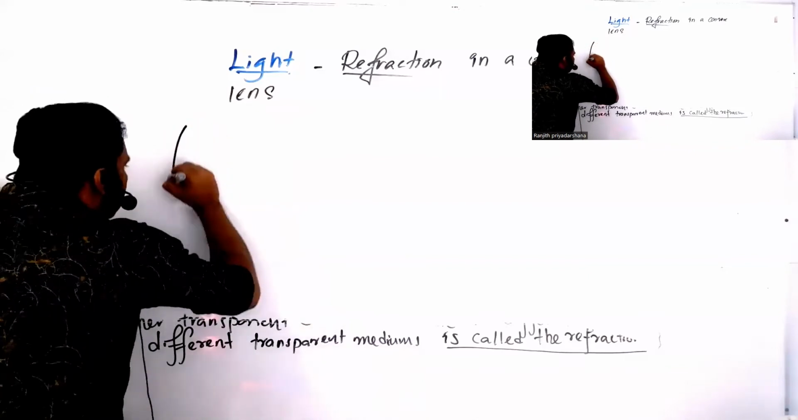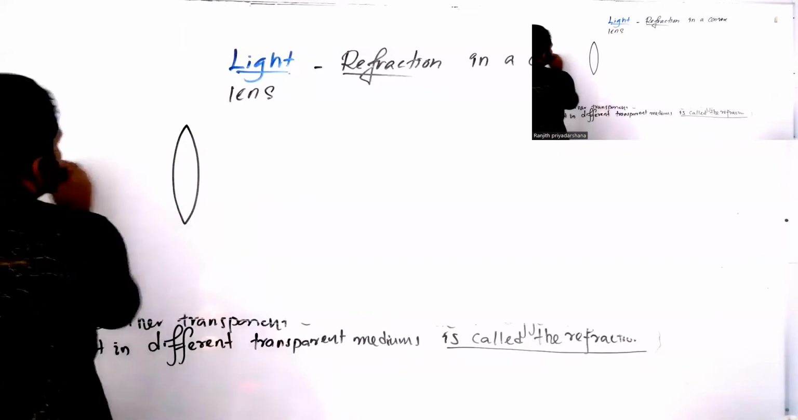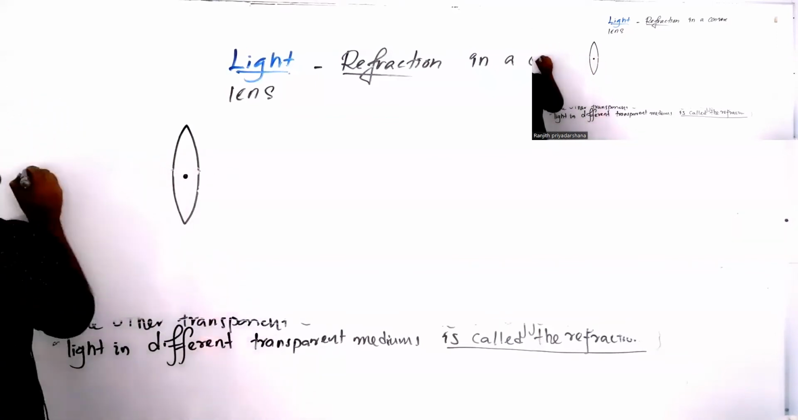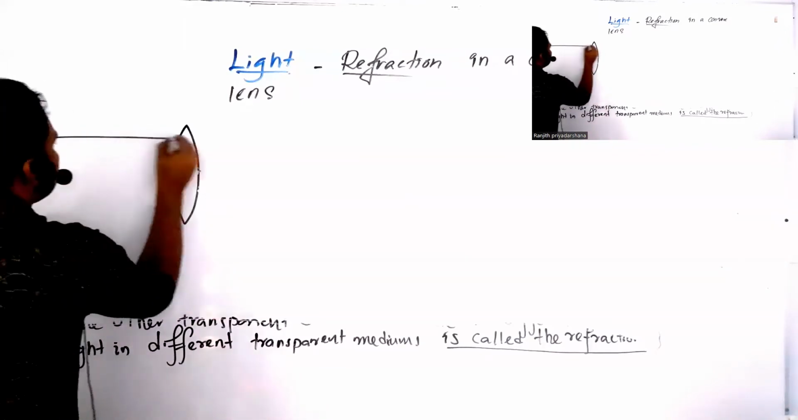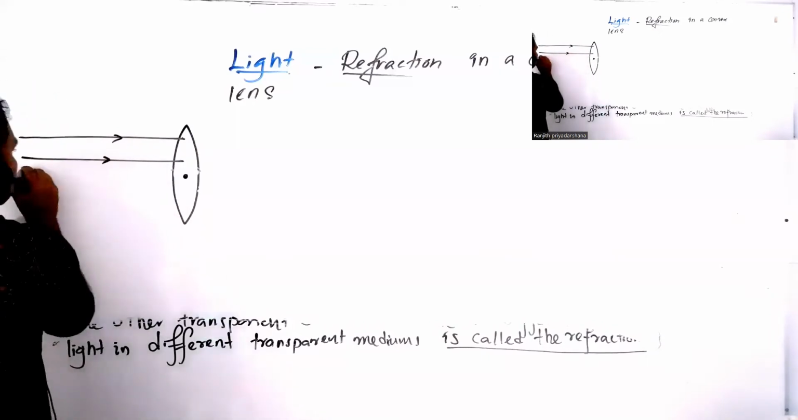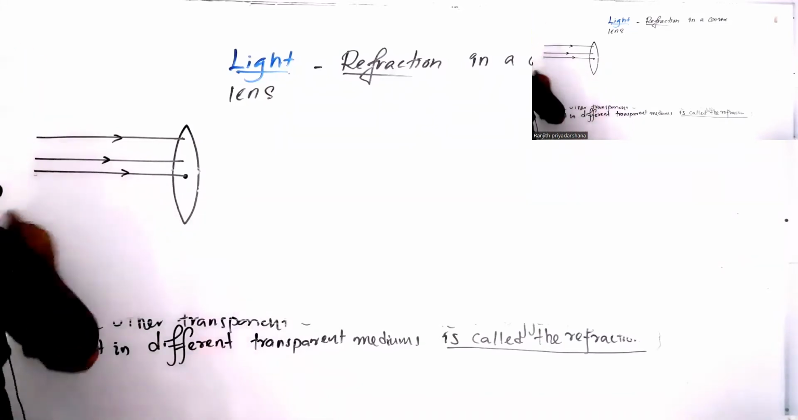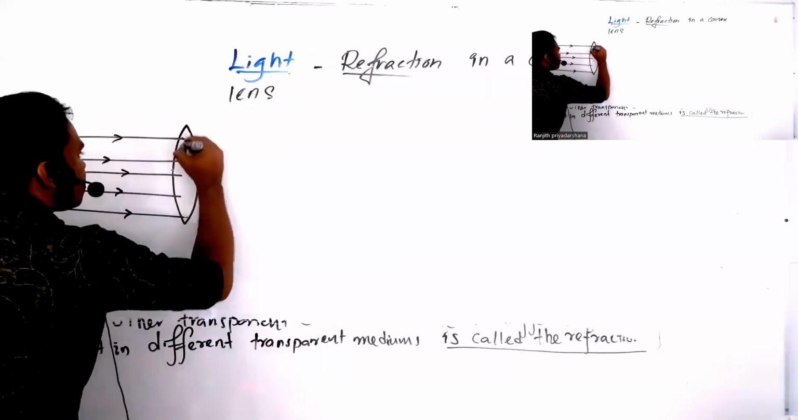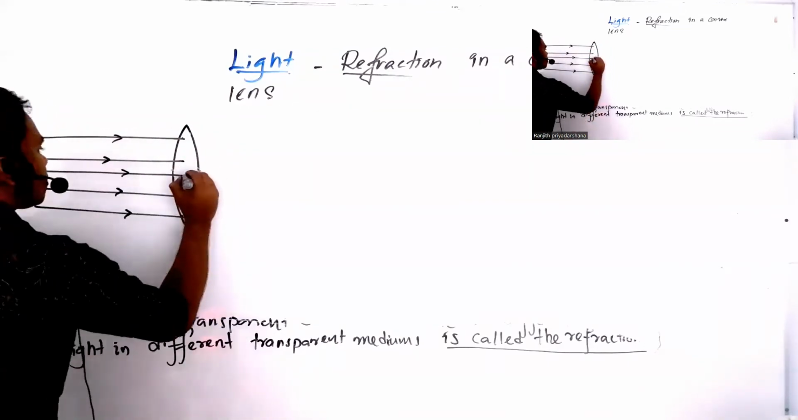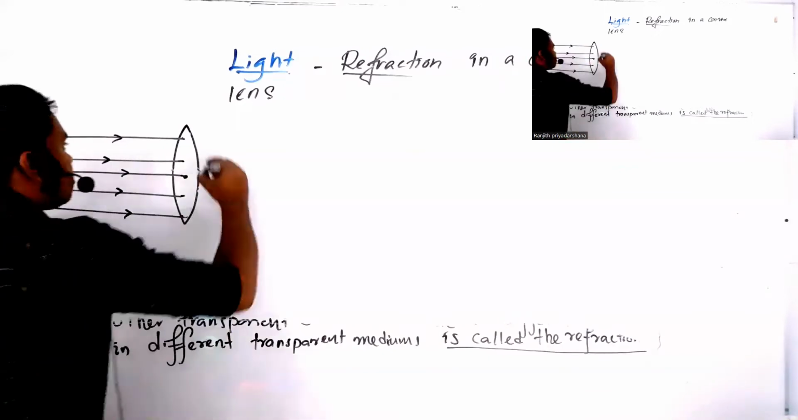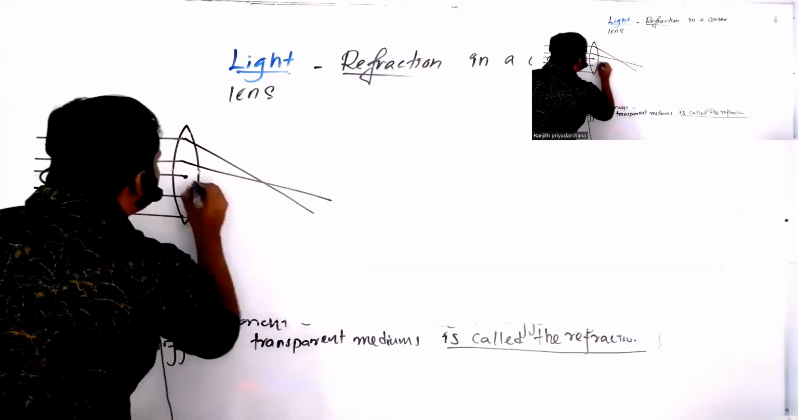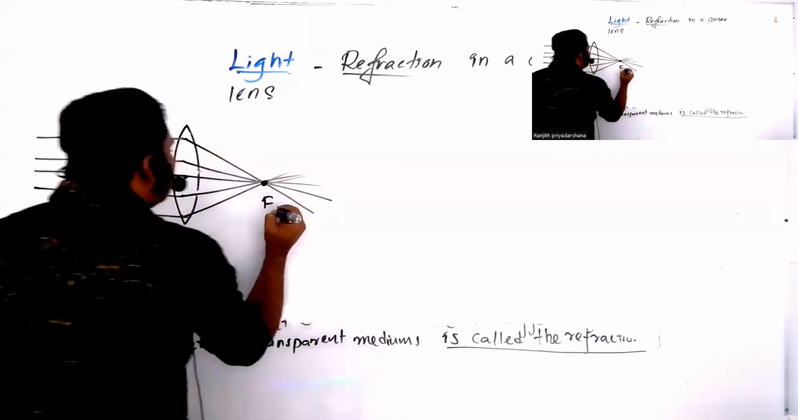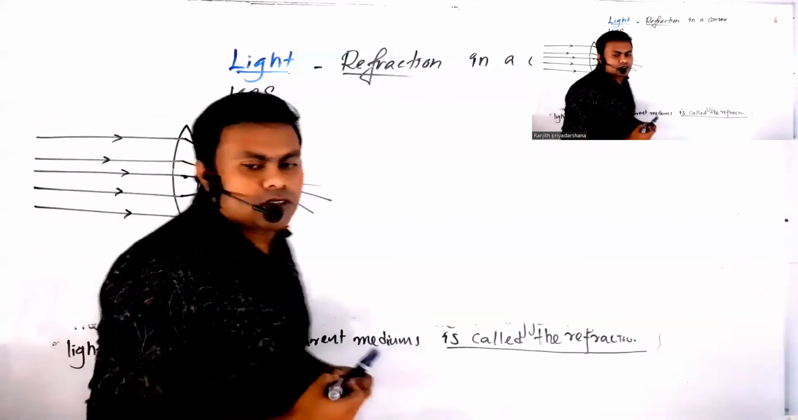You know the normal behavior of a convex lens. When a parallel beam of light strikes, this is the optical center. Now you can see a parallel beam of light is coming towards this lens. This is the light ray that is moving through the optical center. After the refraction, it moves like this. It's refracted to a single point. We call that single point what? Focus. Yes. I'm asking why this happens.